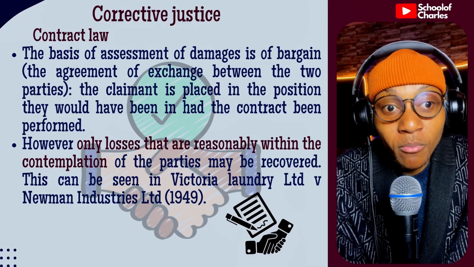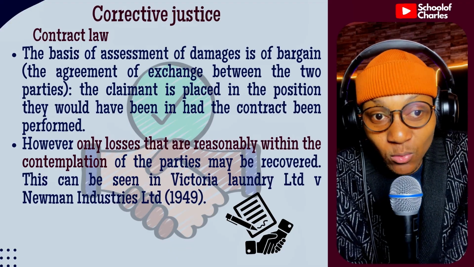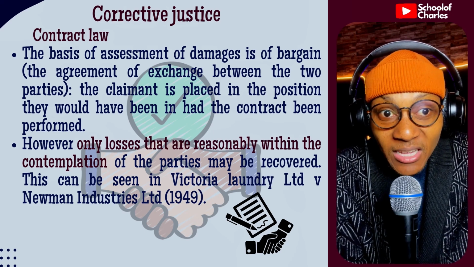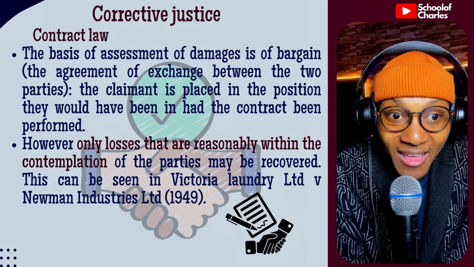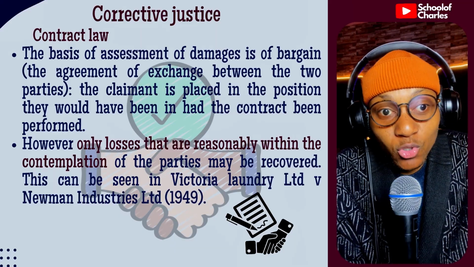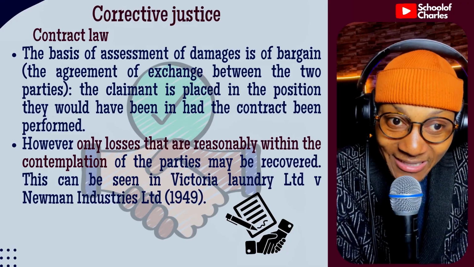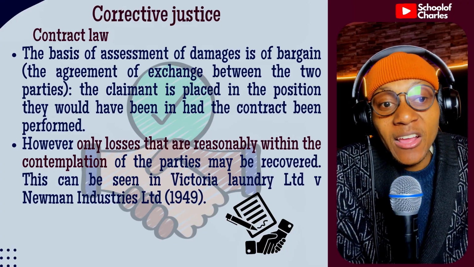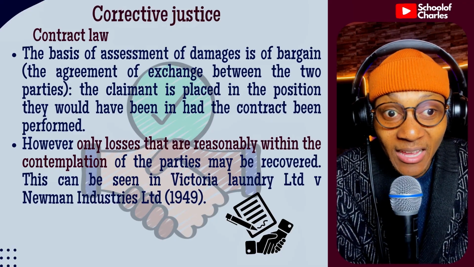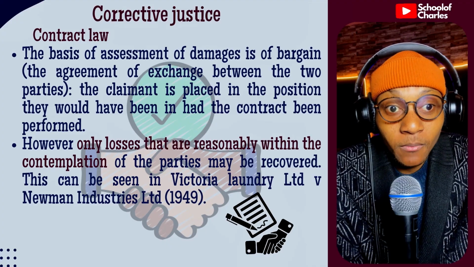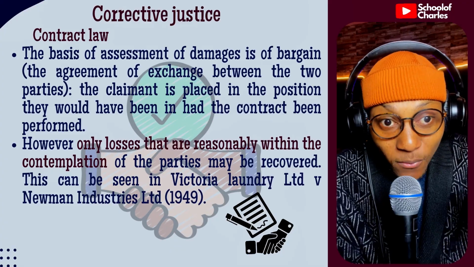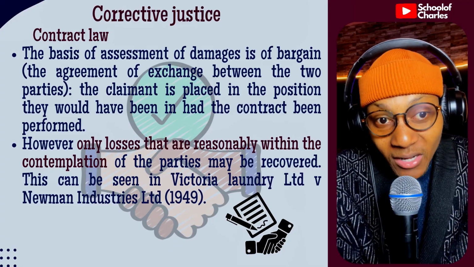Victoria Laundry was supposed to make in the ordinary course of business, what they would have made in the normal day-to-day running of their business had the boiler machine been brought on time, that amount of money, Victoria Laundry can go to court and say, we were supposed to have made this amount of money, but Newman Industries did not bring our boiler on time, so we are claiming that amount of money, and the case can be won, and Victoria Laundry can be awarded that money, and Newman Industries would have to pay that amount to Victoria Laundry.